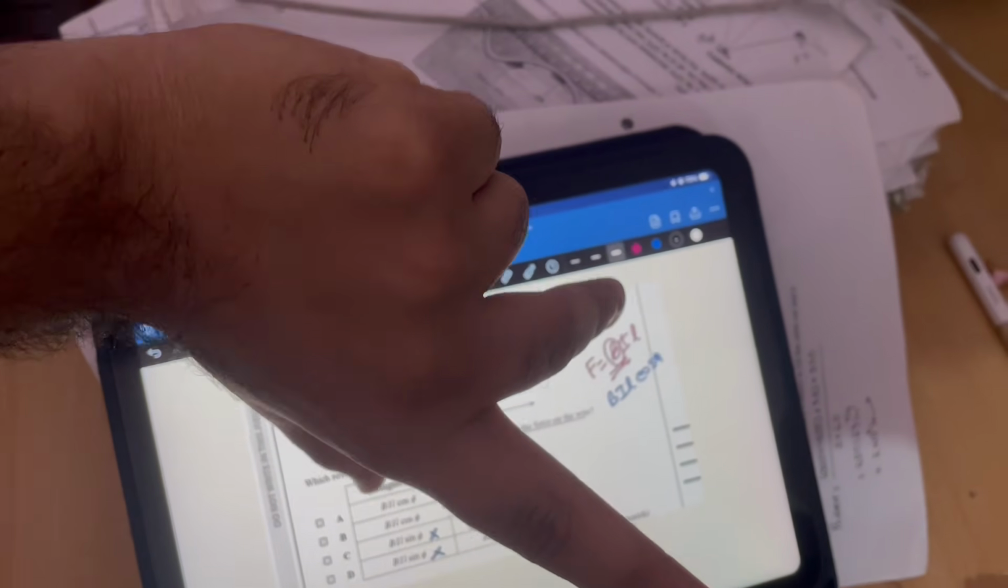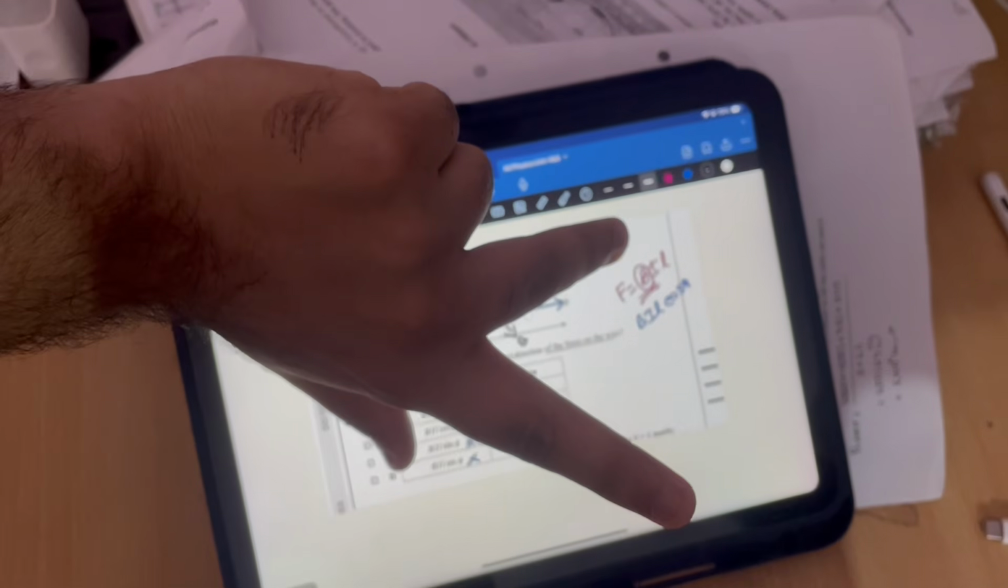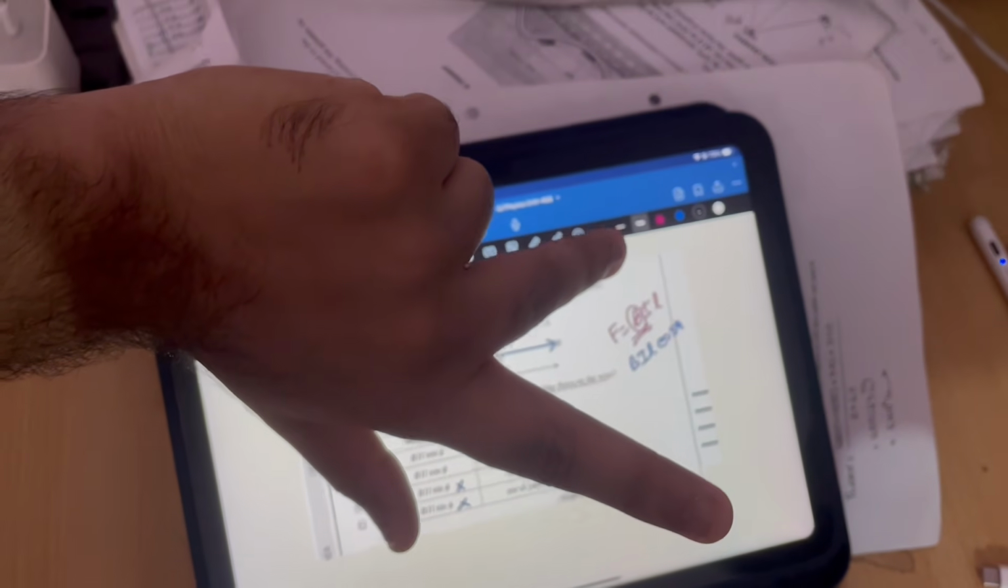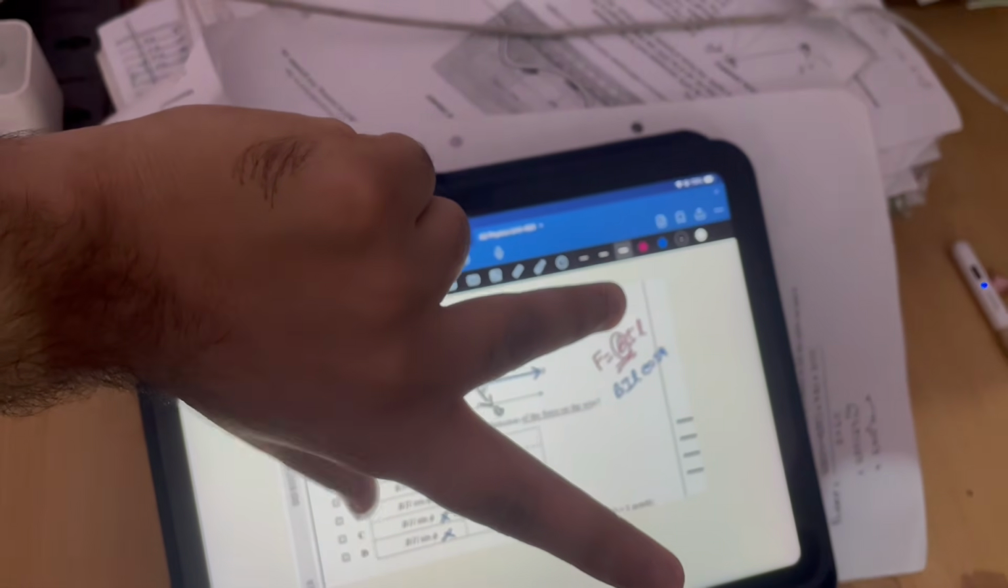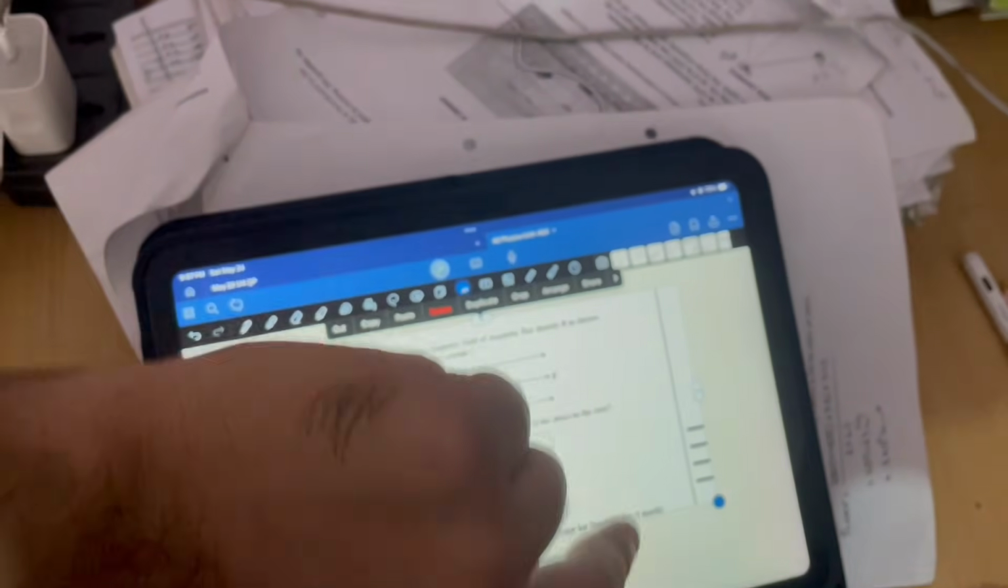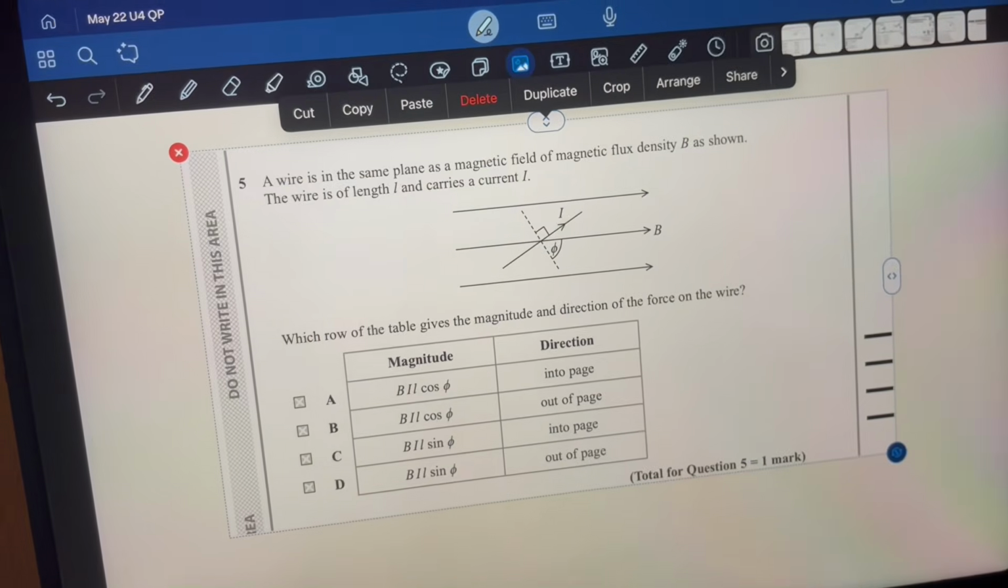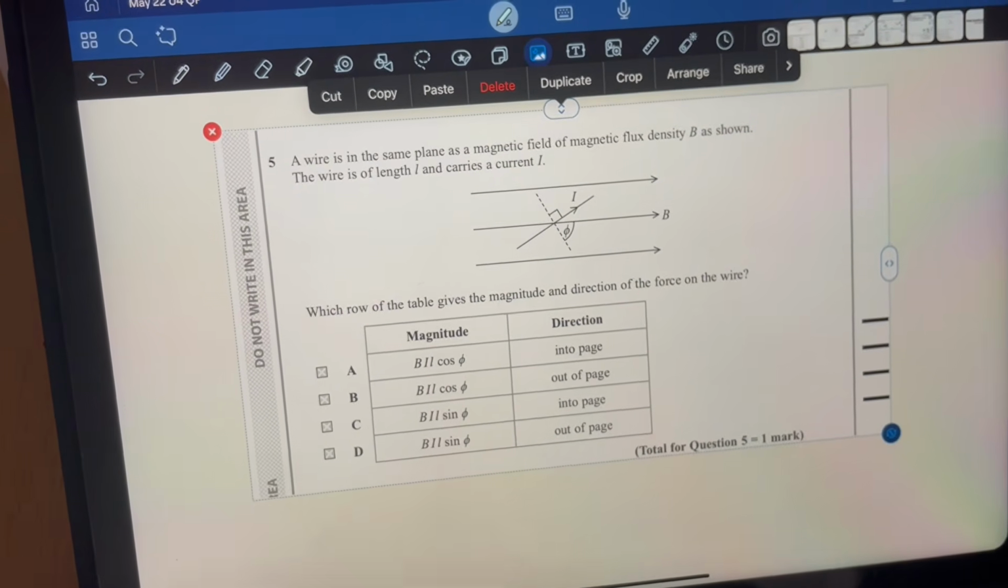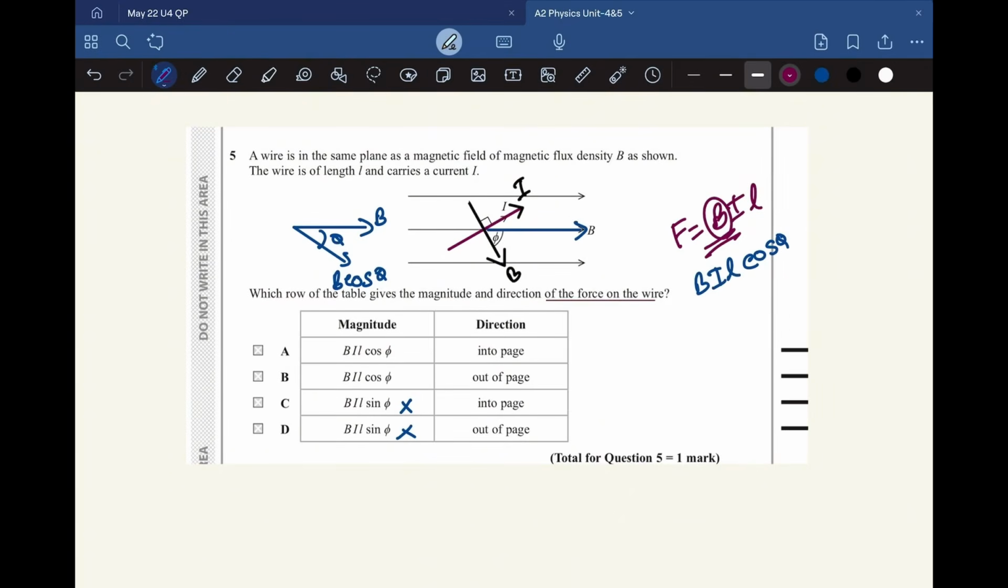So the force is going into the page, right? This is how it looks. The current is in this direction, the magnetic field is downward, and the force is into the page. So our correct answer will be force into the page, which will be the correct answer, A.